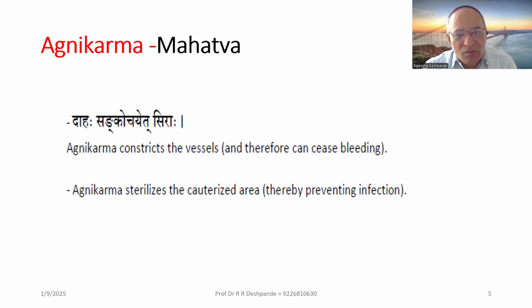Agni Karma Mahatva we are discussing. Daha sankochayet sira. Agni Karma constricts the blood vessels and therefore can stop the bleeding. Agni Karma sterilizes the cauterized area, thereby preventing infection focus or infectious problems.